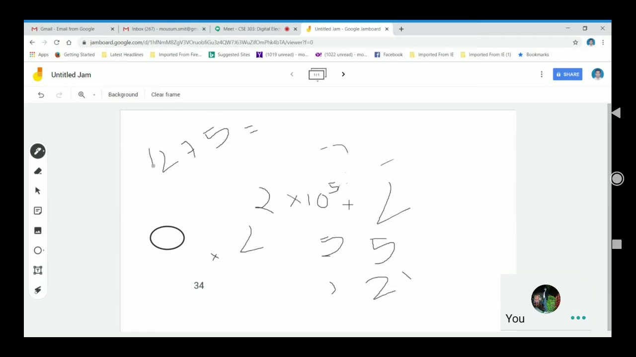Suppose 275 is octal. Now we are converting it to decimal. Can you tell me how we can convert this one? We multiply 2 with 8 to the power 2, then 7 multiplied with 8 to the power 1, and 5 multiplied with 8 to the power 0.